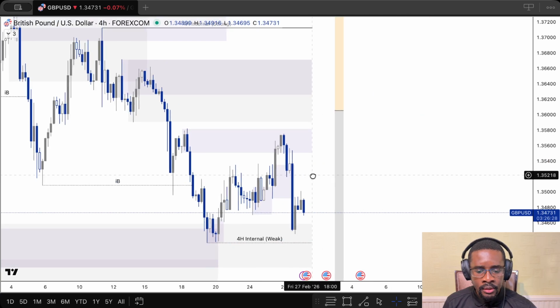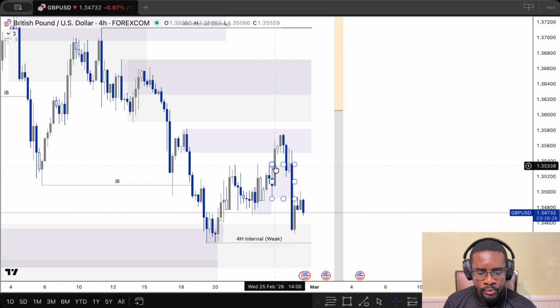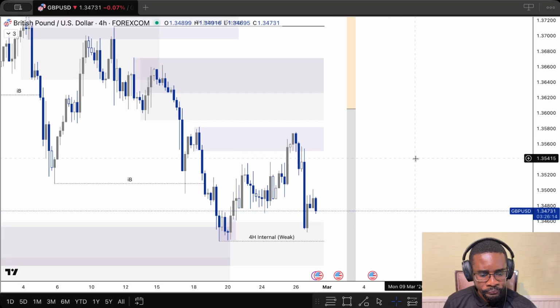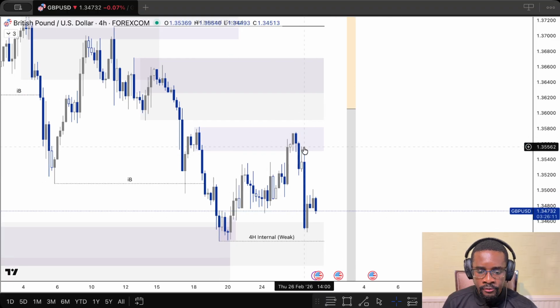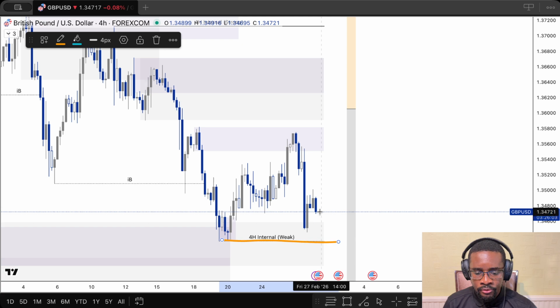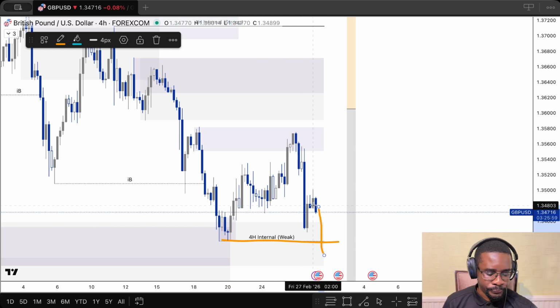And then we did have these fractal areas, which were clearly eliminated. So we have had a strong reaction. So we could be waiting to see if price makes a lower low.